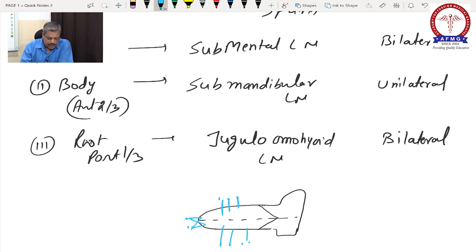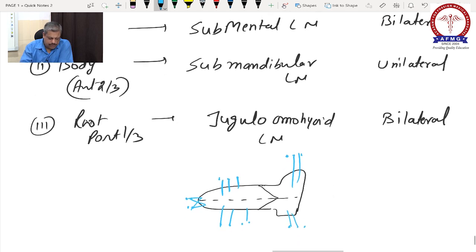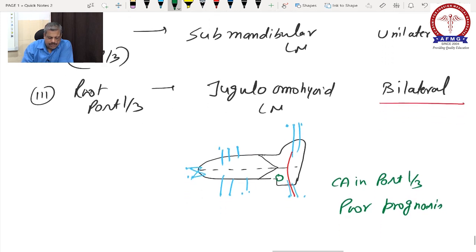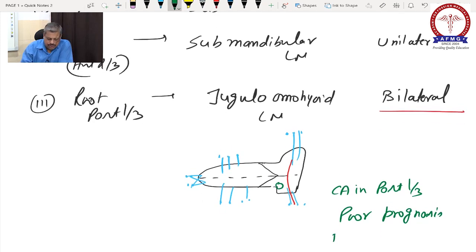Now the posterior 1/3 of the tongue is drained by the jugulo-omohyoid lymph node and the lymph crosses the midline. So that is why it is bilateral lymphatic drainage. What is the clinical significance if carcinoma occurs in the posterior 1/3 of the tongue? It has poor prognosis because it has bilateral metastasis. So that is why it is inoperable.